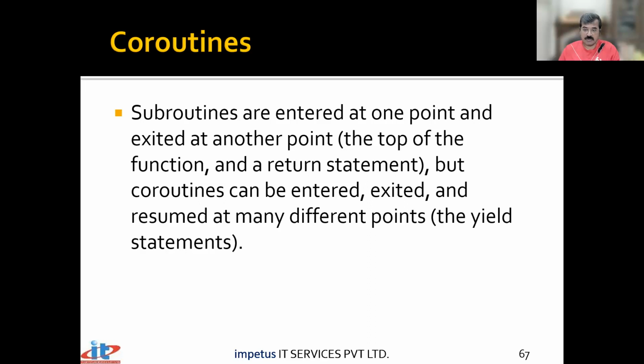Every time you call a function, it will go to the top of the function and go on executing the instructions until you come across the return statement. It can be an implicit return or an explicit return. But coroutines can be entered, exited and resumed at different points. So it is not necessarily like a function, where whenever we call, it has to go to the beginning of that particular function. That's not the case. Coroutines are a specialized or generalized form of functions wherein you have an opportunity to enter into the function at different places and return from the function at different places. So entered, exited and resumed at many different points, and that's by using the yield statement.